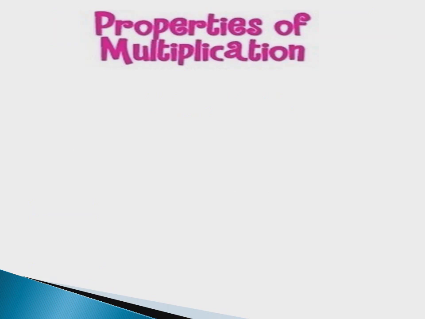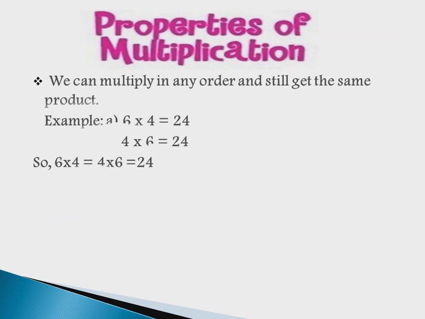Now let us recall properties of multiplication. First property, we can multiply in any order and still get the same product. Example, 6 times 4 is equal to 24. 4 times 6 is also equal to 24. So we say 6 times 4 is equal to 4 times 6 is equal to 24.